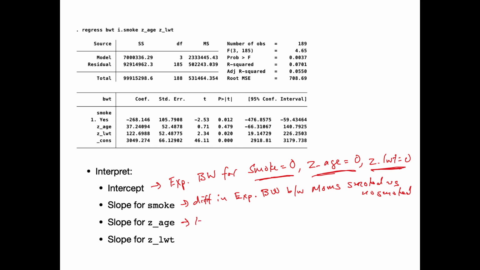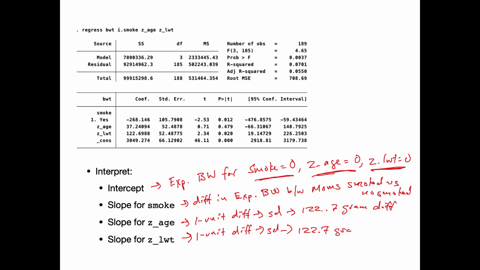Z age, it's a 1 unit difference, but remember that 1 unit difference is a standard deviation. So 1 standard deviation difference is associated with a 122.7 gram difference in birth weight. Same thing here, 1 unit difference, with that being a standard deviation difference, is a... Oops, I did this backwards. So the 122.7 is here, and this one is 37.24. Okay?